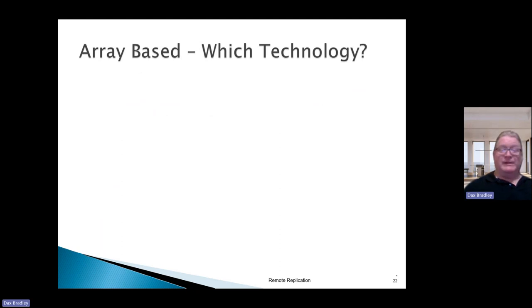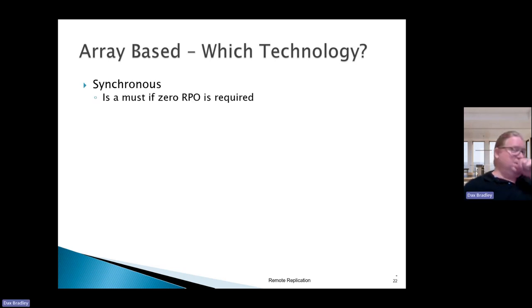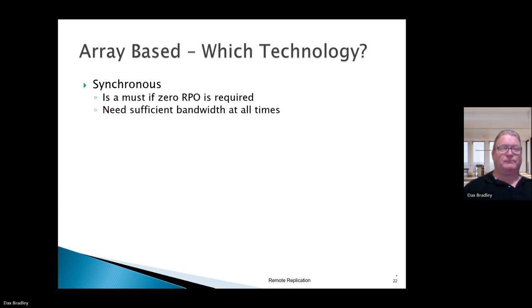So with all that being said, in array-based replication, how do we choose the right technology? Use synchronous replication if it is an absolute must that a zero RPO is required, and understand the need for sufficient bandwidth at all times. Rarely is it above 125 miles. So there's a distance factor and there's a requirement factor for RPO being minimized.